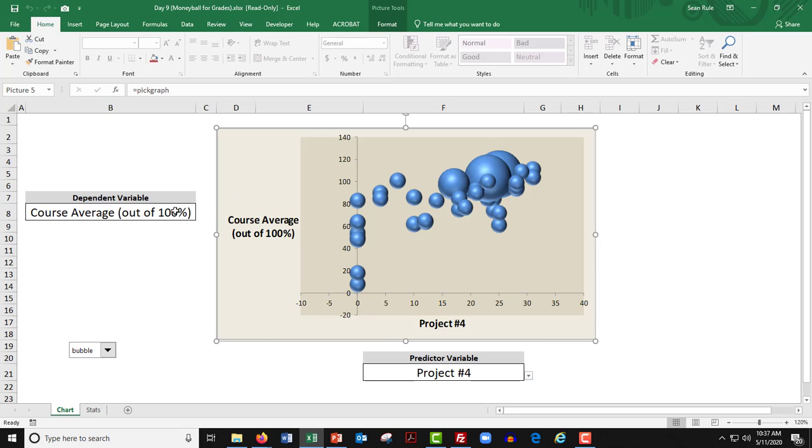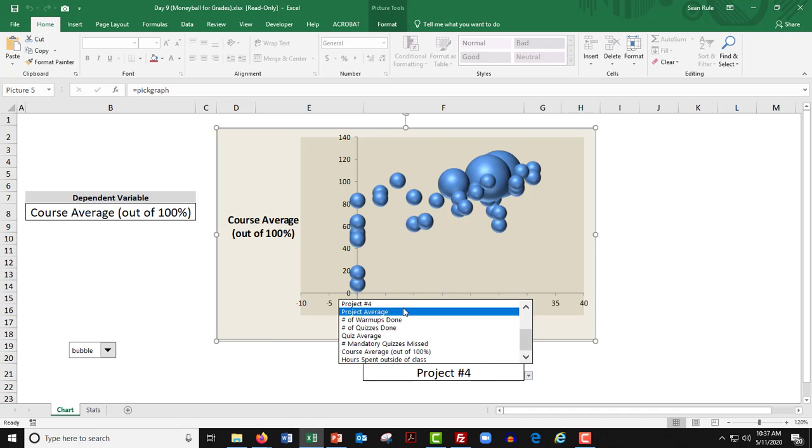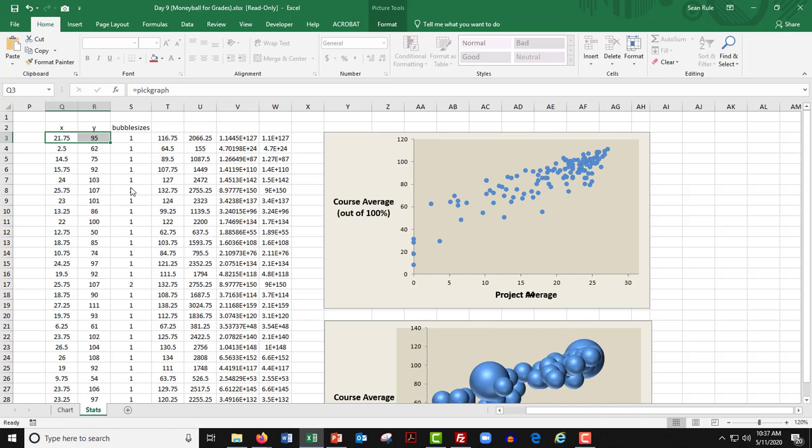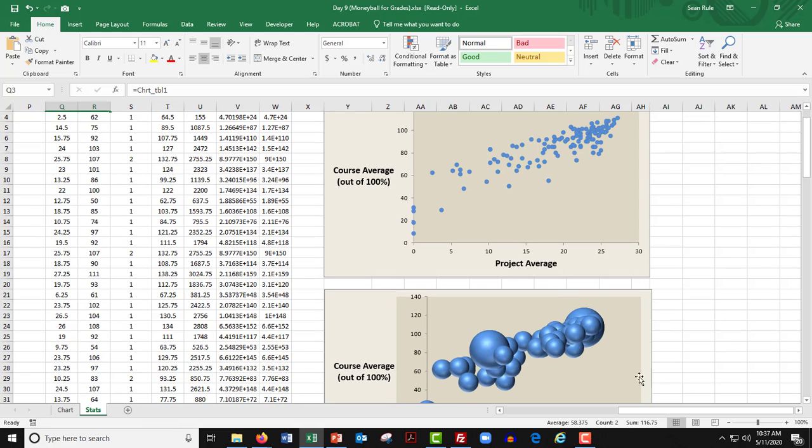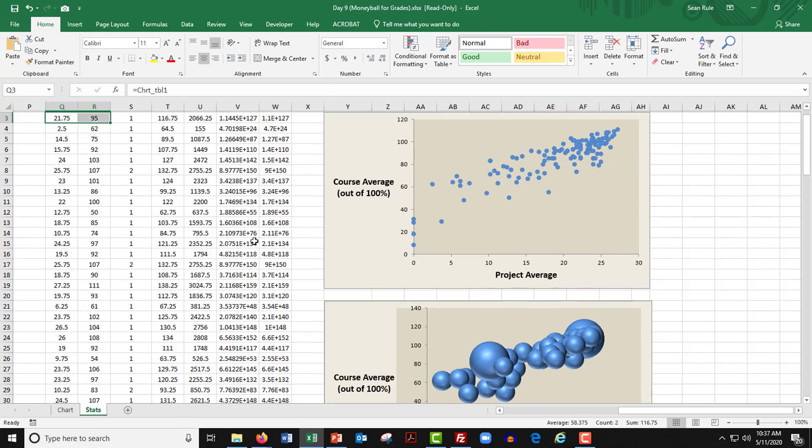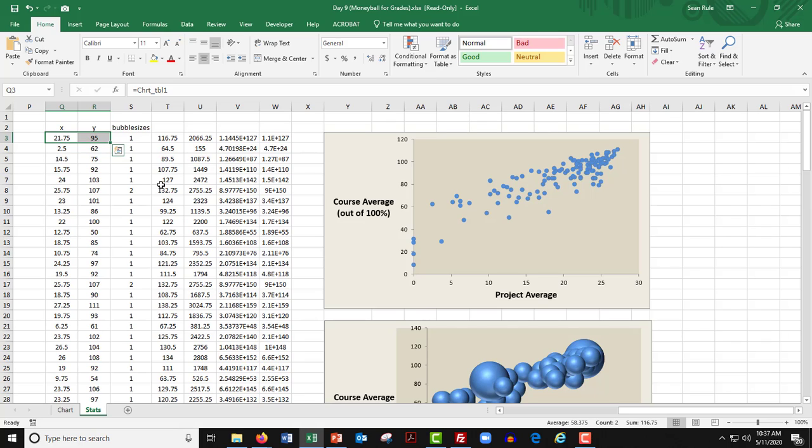As you might notice, you might not actually. If you choose different values here, then these columns change over here. And you notice the bubble chart and the scatter plot change too. Up here, the bubble sizes count how many students have this arrangement. So you'll notice right now, there are 2 students that have a 25.75 project average and 107 in the course.